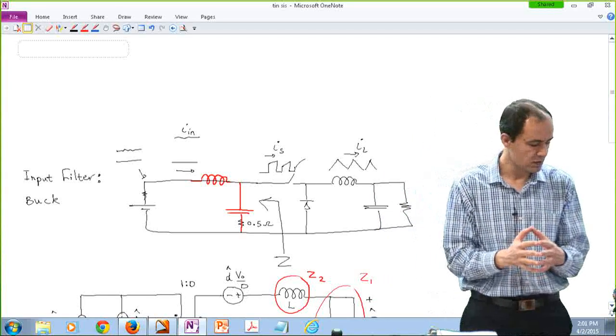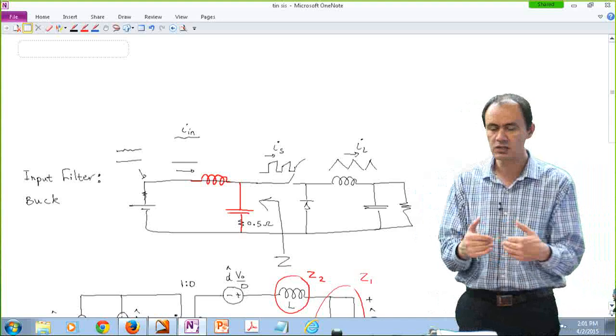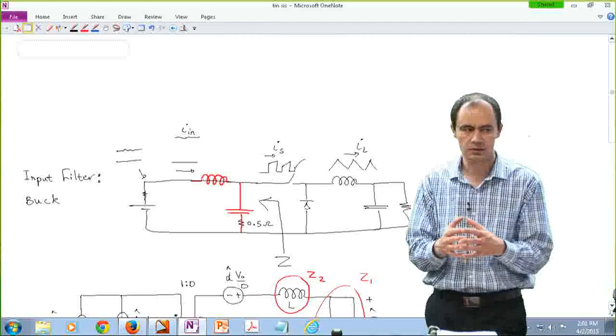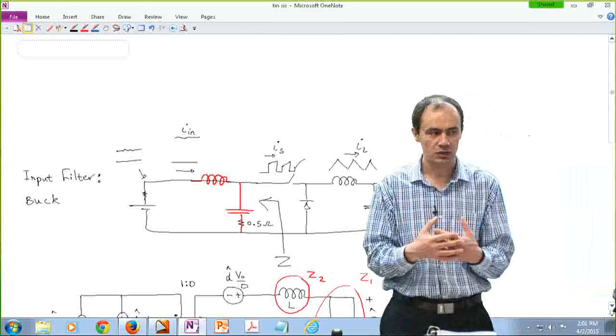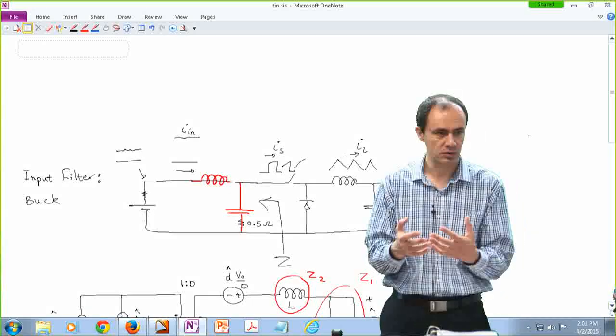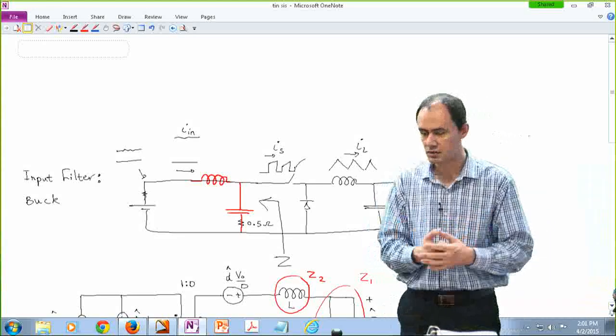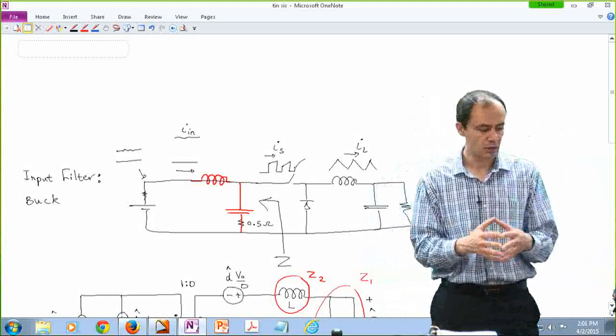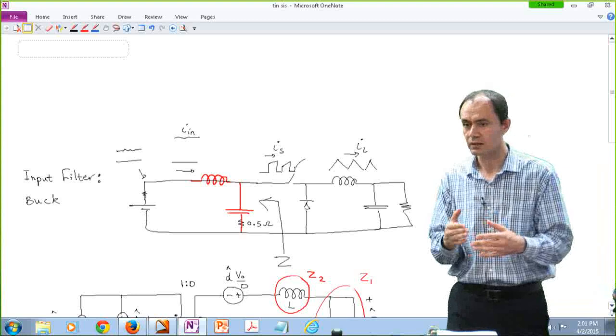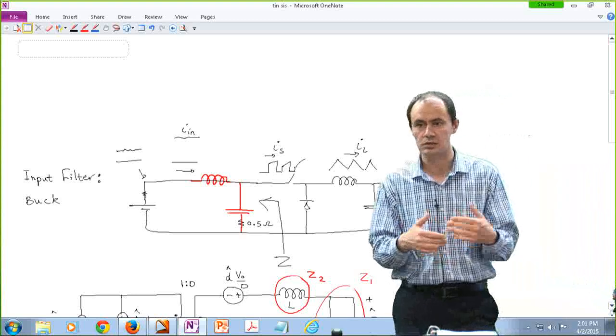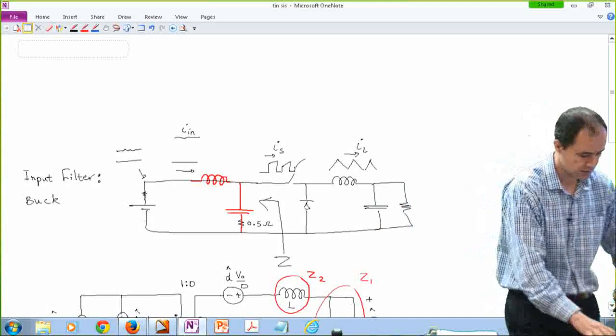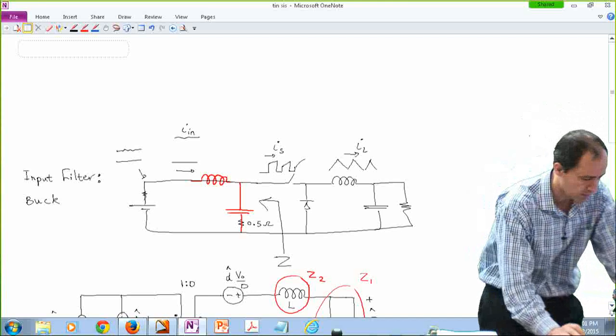Adding this resistor also has the advantage that any time you add a resistor to the system, you have to be careful not to expose it to a huge amount of current, because otherwise you are going to lose some energy. Over here, the current of the capacitor is not much, so adding a resistor does not really increase the power losses in the system. It has a very minor impact.